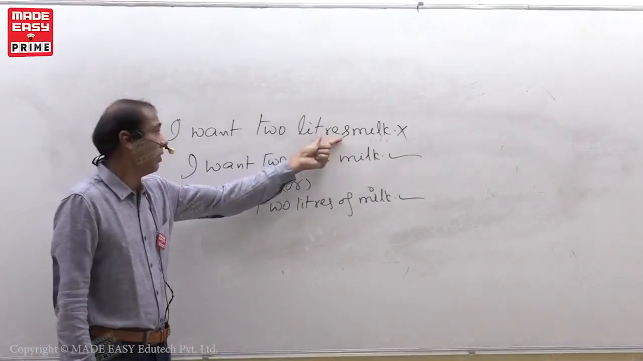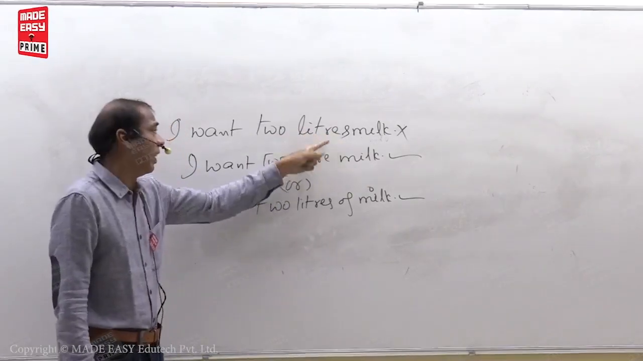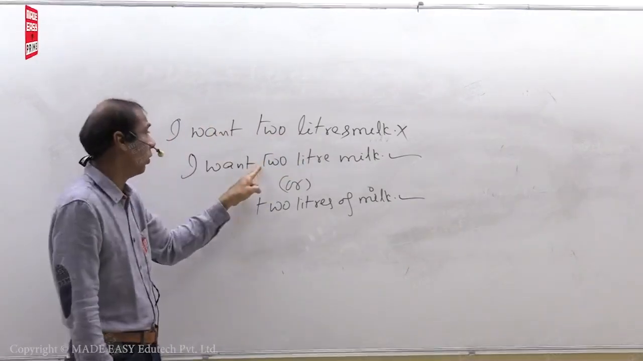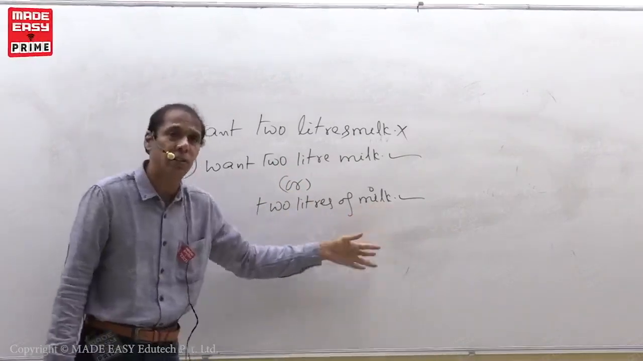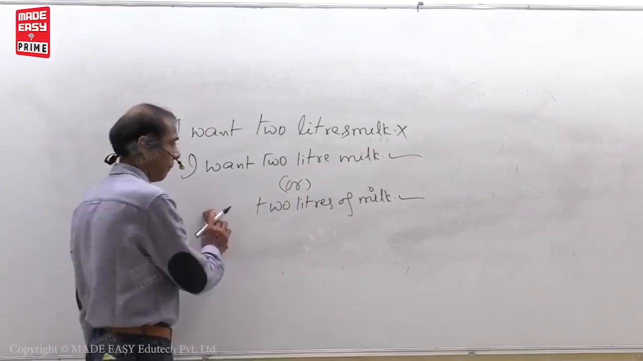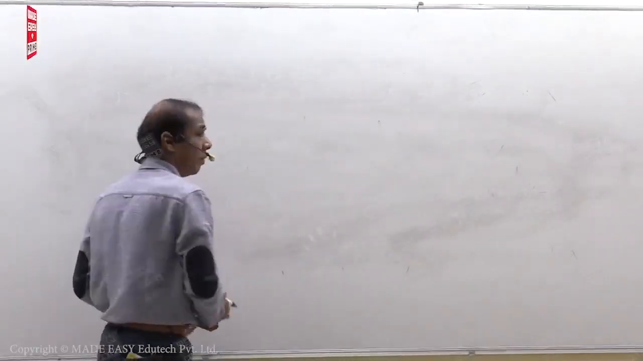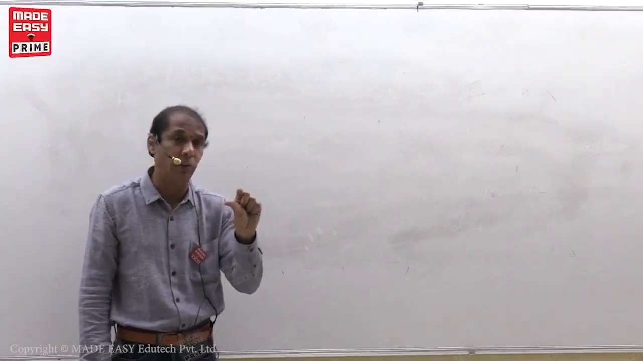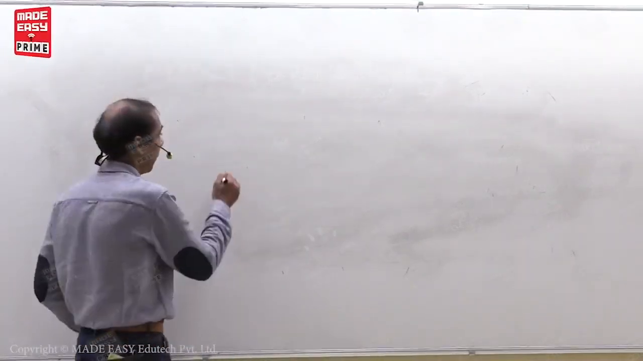Liters is wrong. Why? This is indicating measurement. When it is indicating measurement, if it is preceded by a numeral, this word does not take plural form. Don't say 2 liters milk. We have to say 2 liter milk, or else 2 liters of milk. This is also correct. If of is there, you can add plural form. Similarly, 2 meters cloth. Wrong. 2 meter cloth, or else 2 meters of cloth. Both are correct.